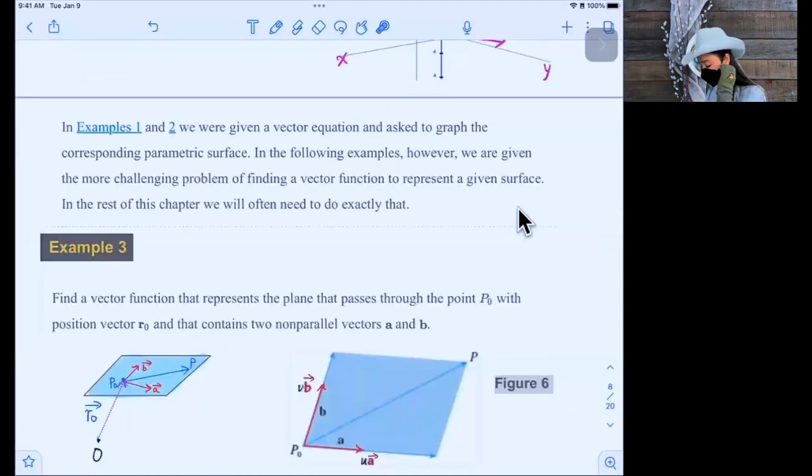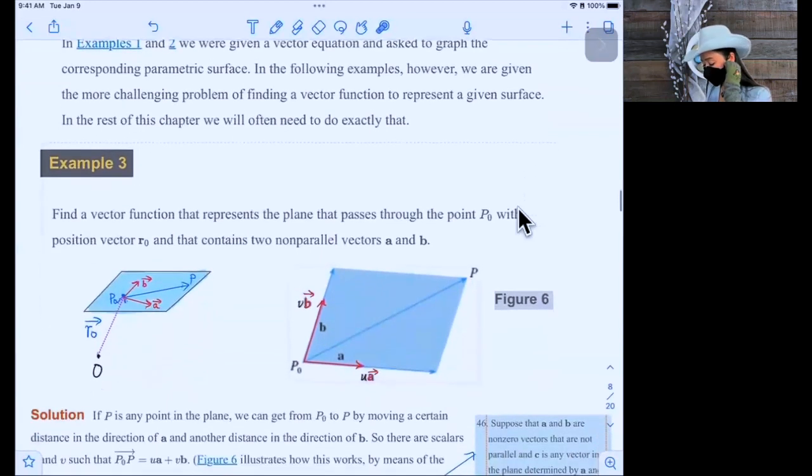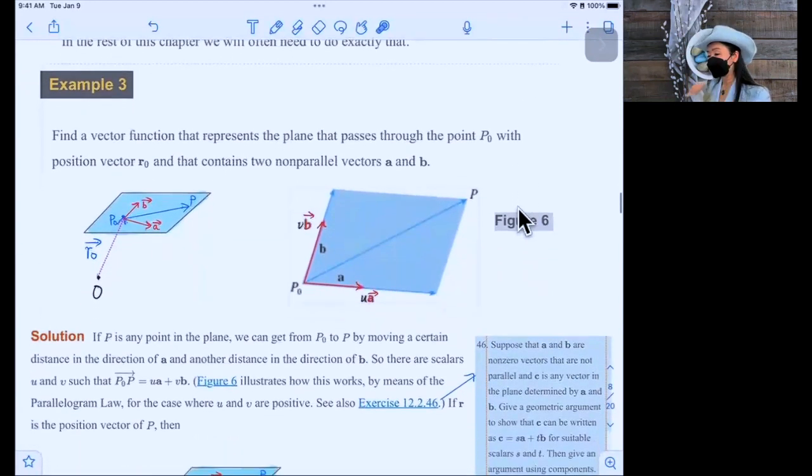All right, so let's look at example 3. In example 3, we try to find a vector function that represents this plane over here, passing through this point P naught with position vector R naught, and containing two non-parallel vectors A and B. So here's a picture. In this plane, you have these two vectors A and B, and they're not parallel. This is the blue plane here.